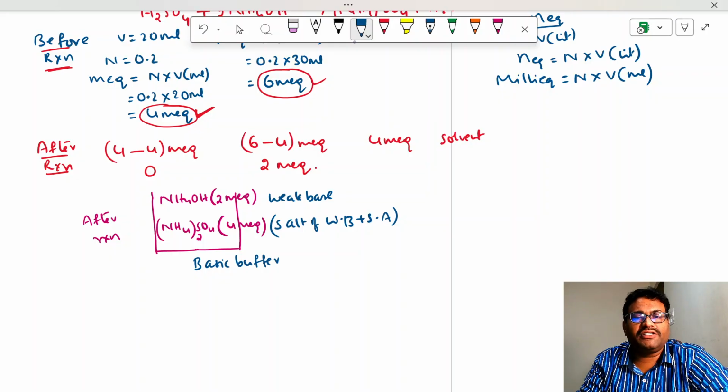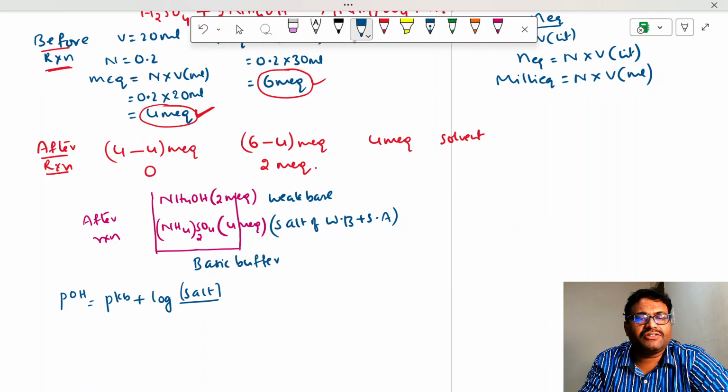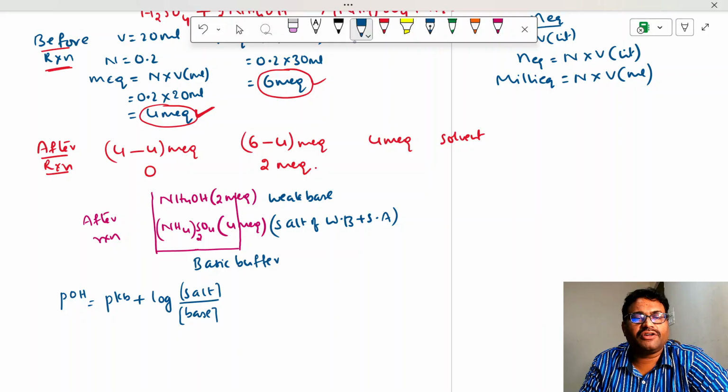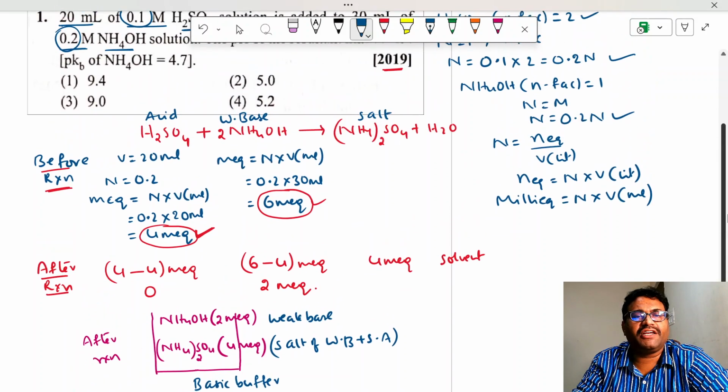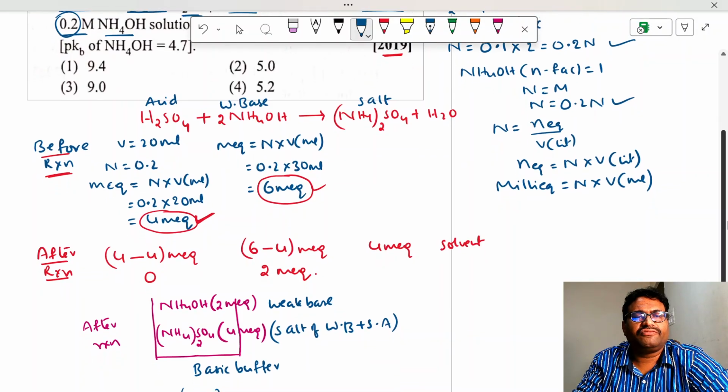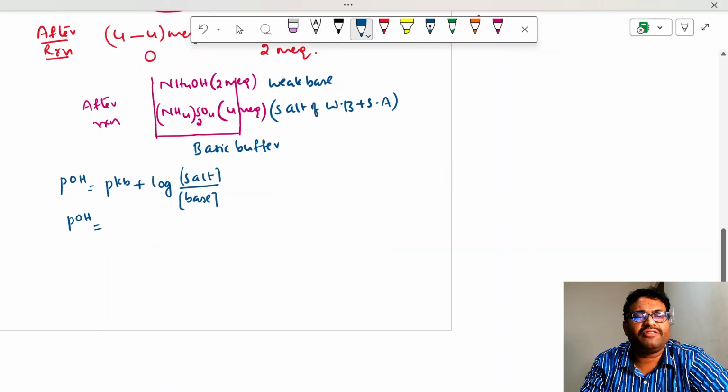Right? So in a basic buffer solution, we know how to calculate pOH, Henderson's equation. What is pOH? pOH is equal to pKb plus log of salt concentration by base concentration, right? Now pOH can be calculated. What is pKb here? pKb is given as 4.7. So 4.7 plus log of salt concentration, how much?